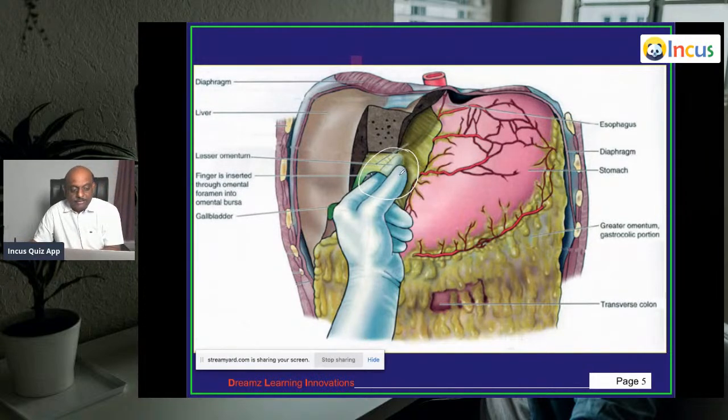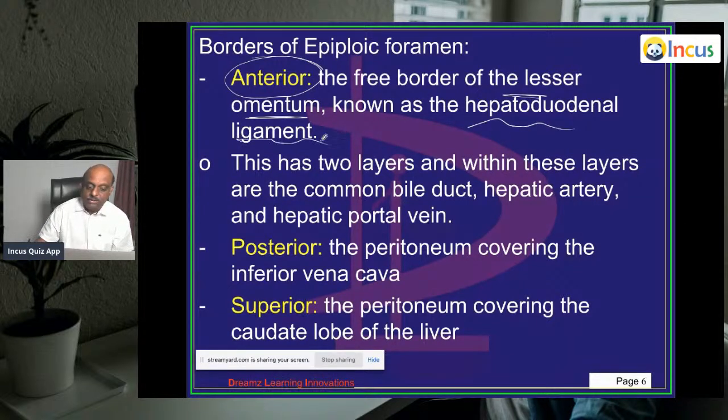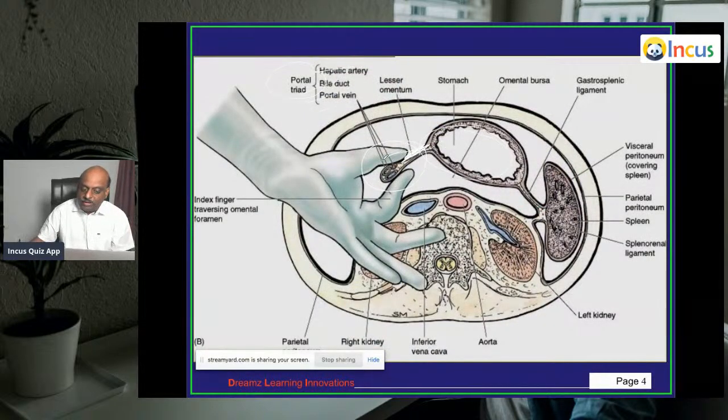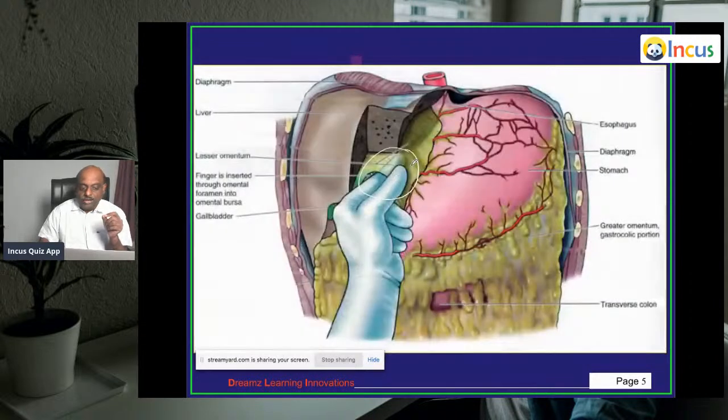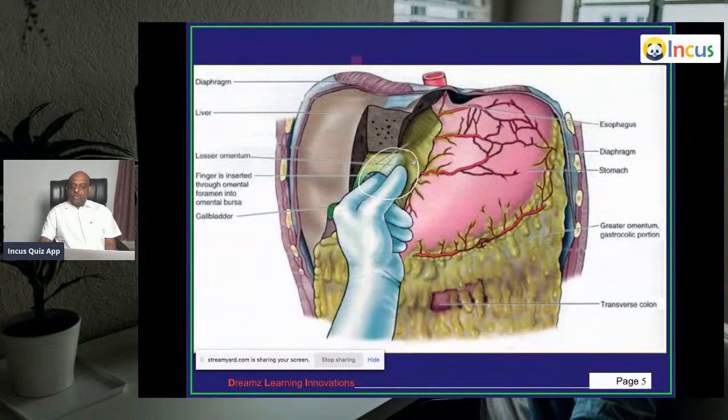Now, what are the boundaries of the epiploic foramen? Anteriorly, there is a free border of the lesser omentum known as the hepatoduodenal ligament. And this has two layers. In this hepatoduodenal ligament, you have the common bile duct, hepatic artery, portal vein, all the three. This hepatoduodenal ligament, which is between the liver and the duodenum, has one anterior layer and one posterior layer.